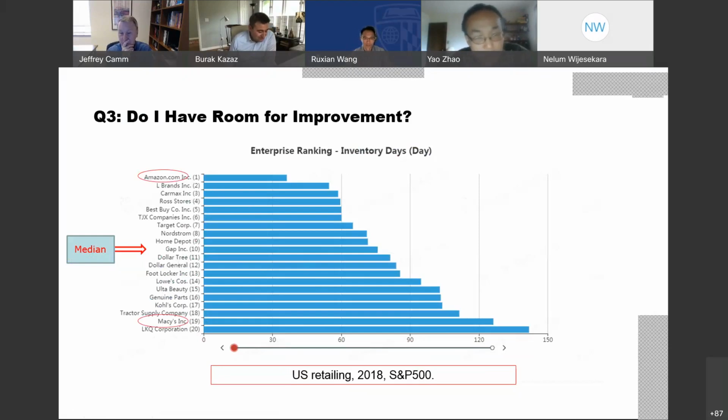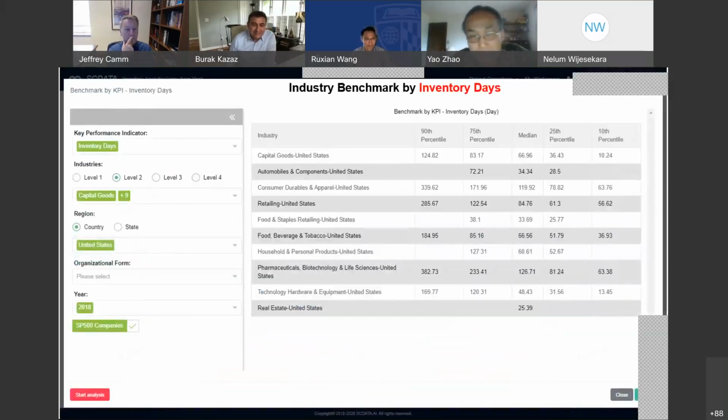Amazing record. On the other hand, if you look at Macy's, which is down here at the bottom, it has more than 120 days of inventory. So relatively speaking, Macy's has much more room for improvement in inventory than Amazon. Okay, I want to show you a few more.